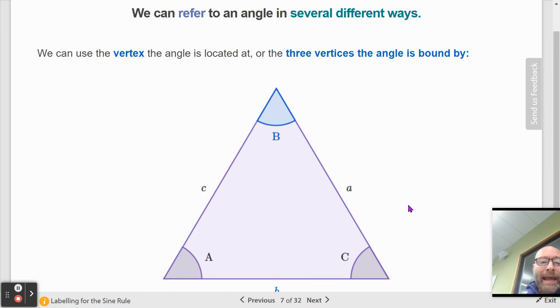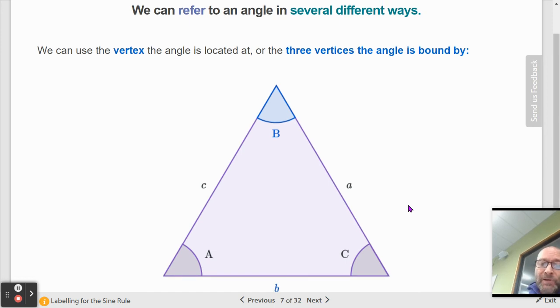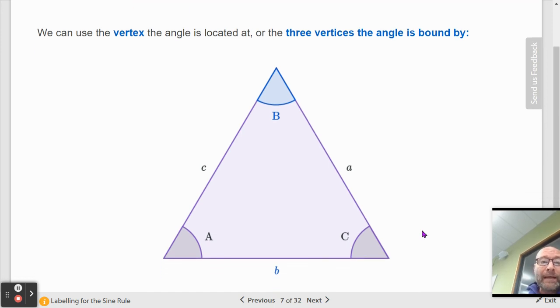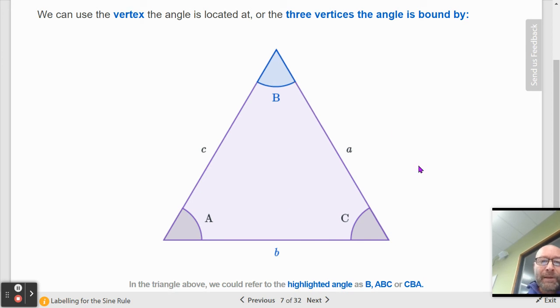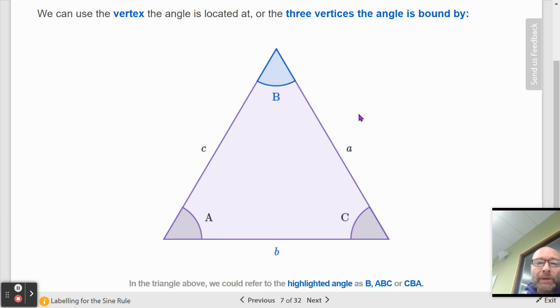We can refer to the angles in several different ways. My suggestion is to use all three letters. So with this one, you could call that angle B, capital B, or ABC, the middle letter telling us where the turn or the elbow is. You could also say CBA. The important thing is the angle that we're looking to identify must be in the middle.